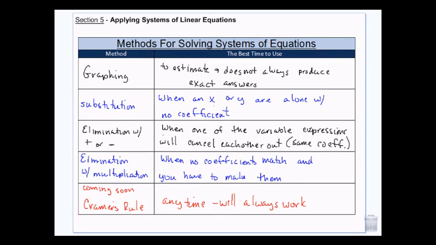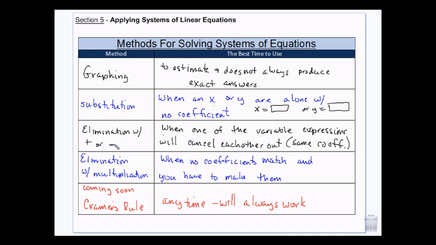So when you're looking at systems of equations and you want to solve them, you can graph them if you like graphing. But graphing only works if you don't need an exact answer, because sometimes they don't line up properly, and so you might be estimating. Substitution works best if you have an x or a y that is alone with no coefficient. So you can have x equals or y equals, and that allows you to substitute in for the other and solve.